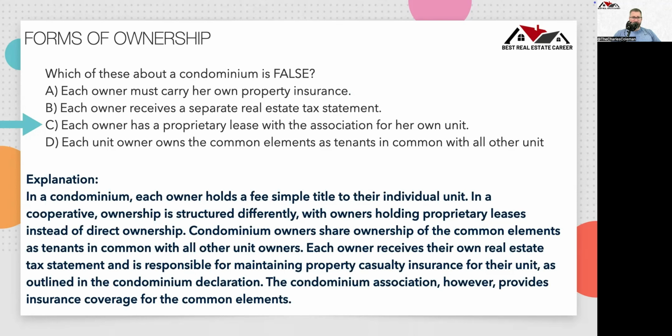C. In a condo, each owner holds a fee simple title to their individual unit. In a cooperative, ownership is structured differently, with owners holding proprietary leases instead of direct ownership. Condominium owners share ownership of the common elements as tenants in common with all other unit owners. Each owner receives their own real estate tax statement and is responsible for maintaining property casualty insurance for their unit. As outlined in condominium declarations, the condominium association, however, provides insurance coverage for the common elements.